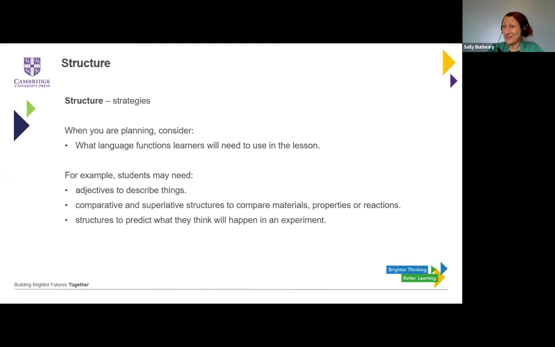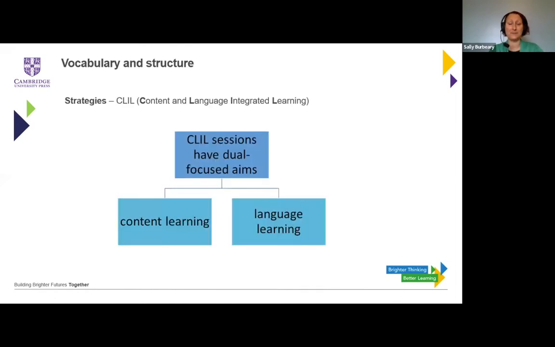I've used this word predict quite a lot, and I think we do a lot of this in science. Do students have the structure in order to predict what they think may happen in an experiment? This is a really common situation, isn't it? Like my personal science dictionary idea, that's one of my key takeaways, this is the second one.